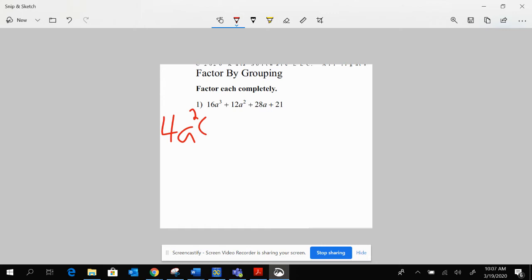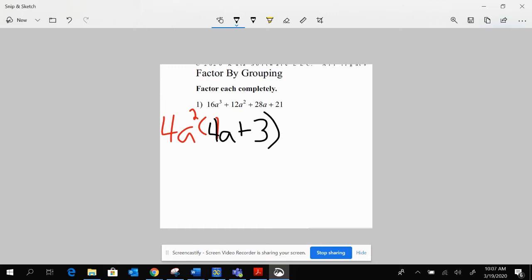16 divided by 4 is going to be 4. We got 4, and then we have an A left. 12 divided by 4 is going to be 3. That's 3. And we took out both of those A's. So that's going to be it for the first 2 terms.